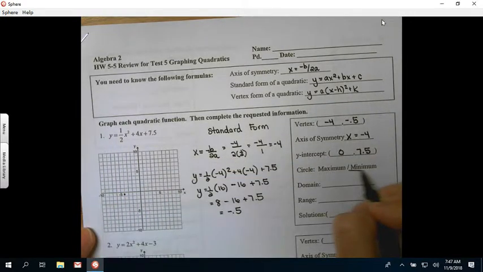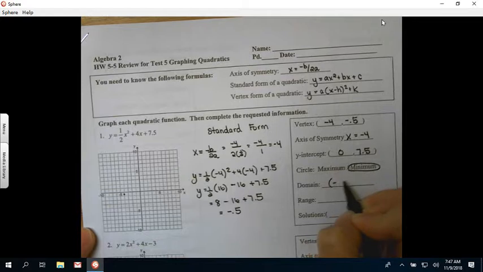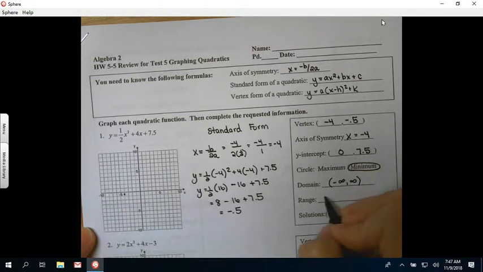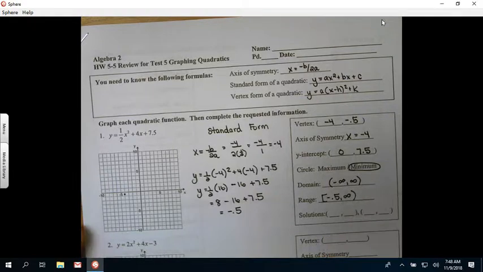I know that this opens up because a is positive, so I have a minimum. My domain is always negative infinity to infinity. I found the lowest point because this is my minimum, it is my vertex, so then I know it goes from negative 0.5 up to infinity.